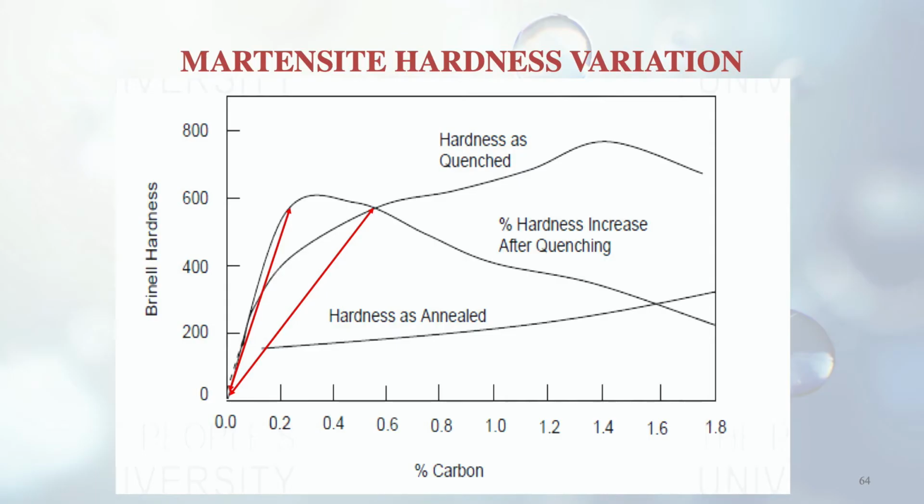And one more thing in the graph is the percentage hardness increase after quenching. Here we are talking about the increase, that means the rate of hardness. The time factor is there. So we can see that the rate of hardness increase is quite high in the beginning up to 0.2% of carbon. Then there is a maxima and further it comes down. After about 0.25% carbon, the rate of increase of hardness is not that high as compared to the earlier portion up to 0.2% of carbon.